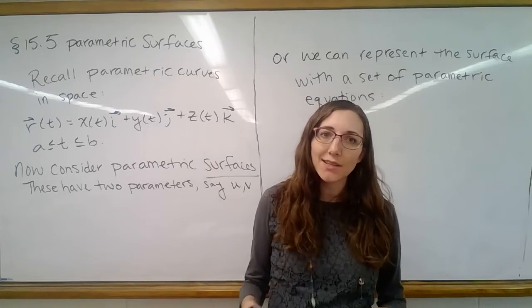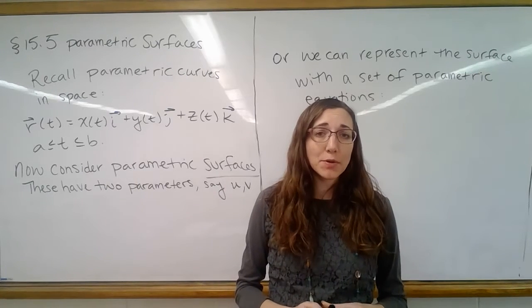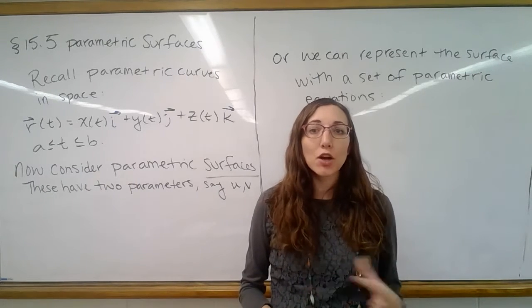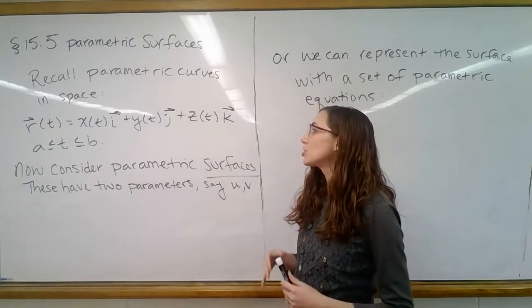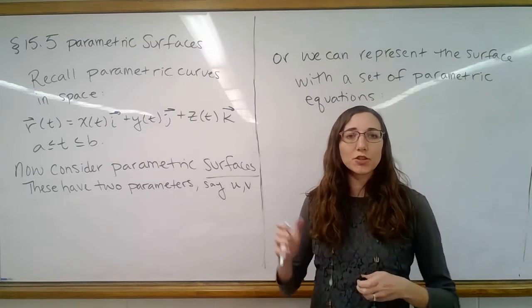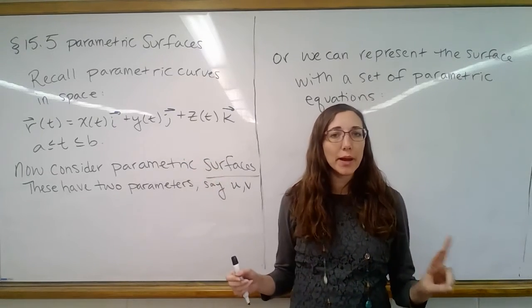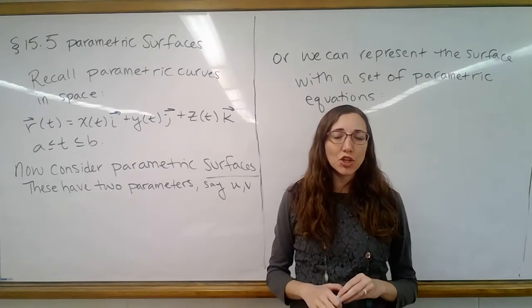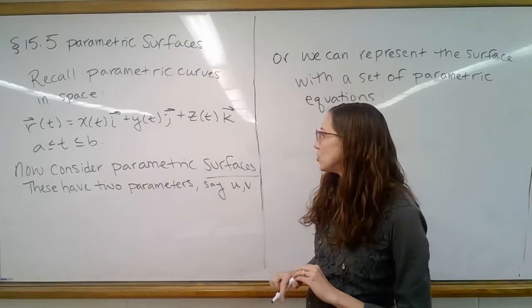So like x equals x of t, y equals y of t, and z equals z of t, representing the points that make up that curve. Now what we're going to do is consider parametric surfaces. The difference with parametric surfaces is that rather than just one parameter like t, we're going to have two parameters. A common choice is u and v. You could even just use x and y. Really, you just need two of them.